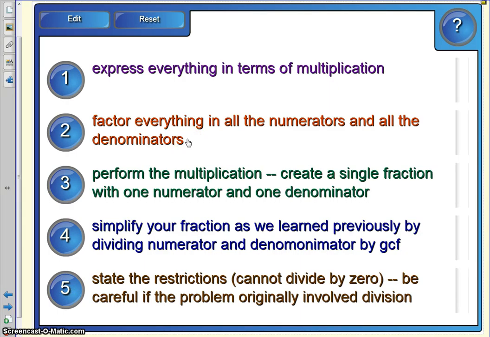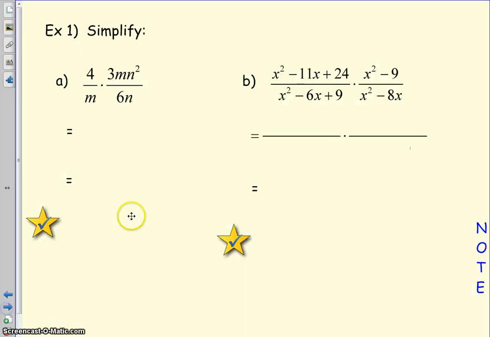Then you can state your final answer and then look at any restrictions that might be present. So remember, going back from last lesson, the restrictions you would state would be ones that would no longer be obvious from the final answer. So look at things that were canceled along the way, and if there was a factor that canceled out in the denominator that's no longer present in the final answer, you want to make sure that you include that as a restriction. And it says be careful, the problem originally involved division, so we'll talk about that when we get there. Okay, so here's a couple things to simplify first.